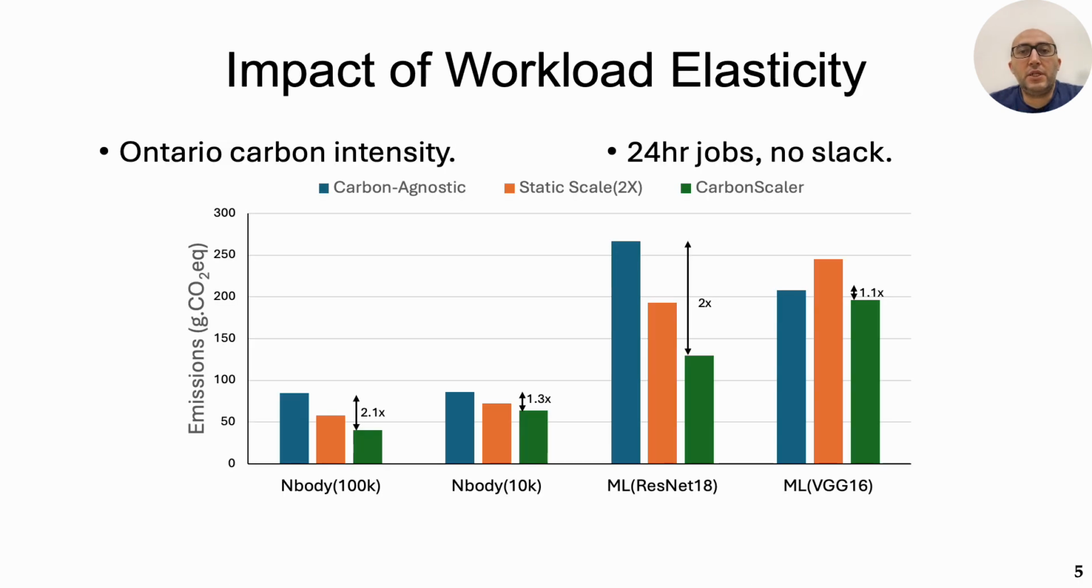This slide shows the results across 4 workloads using the Ontario carbon intensity trace. The workloads are 2 MPI applications and 2 ML applications. We assume that all jobs are 24 hours and all jobs must finish within these 24 hours. The graph shows carbon emissions, where lower is better.